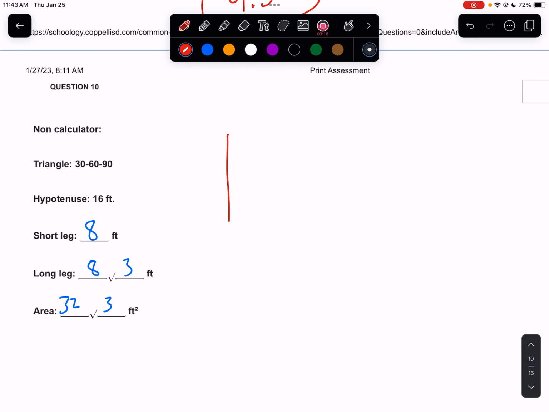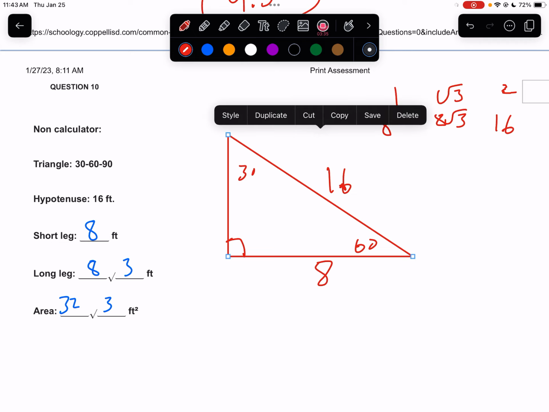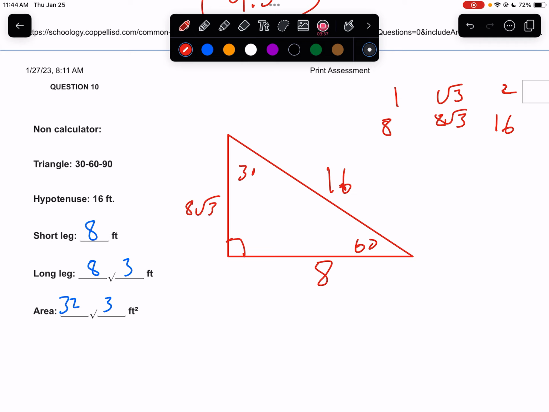Non-calculator, 30, 60, 90 triangle. Whoop! So we got a 30, 60, 90 triangle. The hypotenuse is 16. This is 1, root 3, 2. So if the hypotenuse is 16, you divide by 2 to get 8, multiply by root 3. The short leg would be 8. The long leg would be 8 root 3.